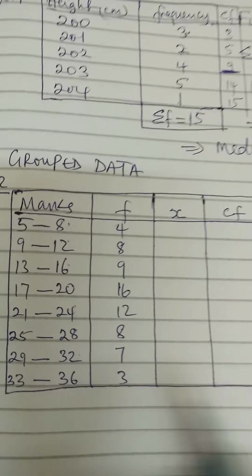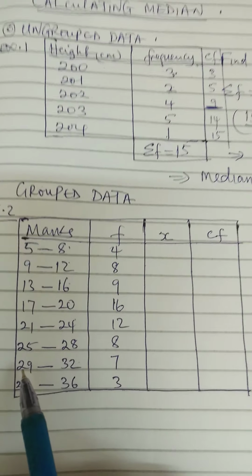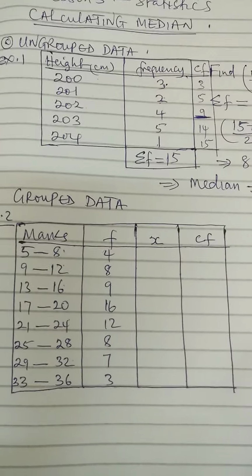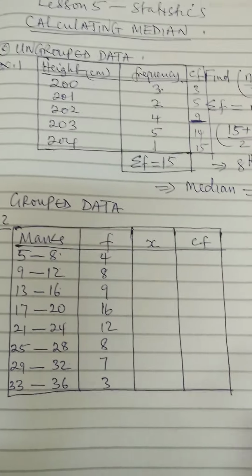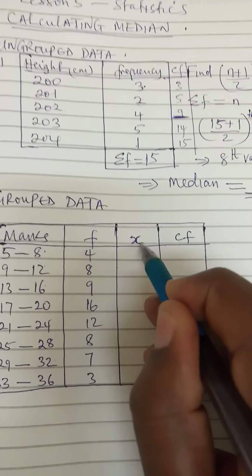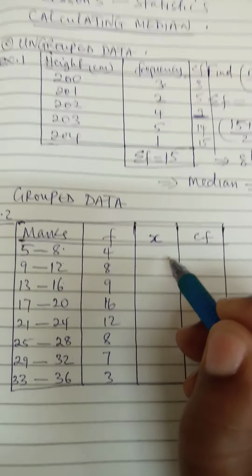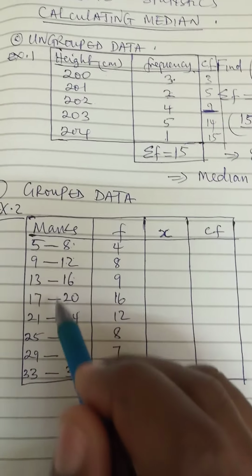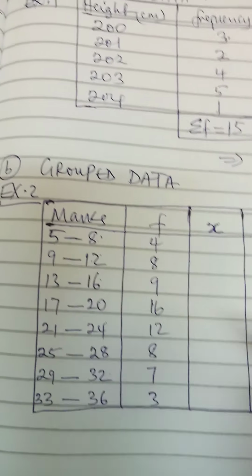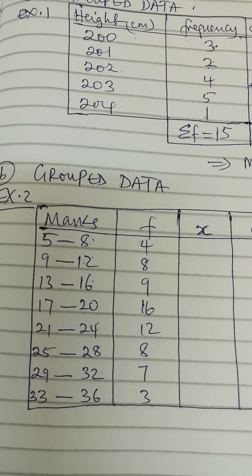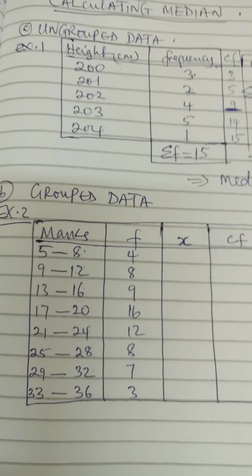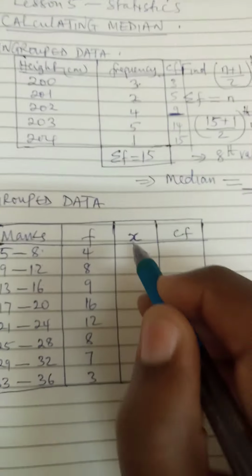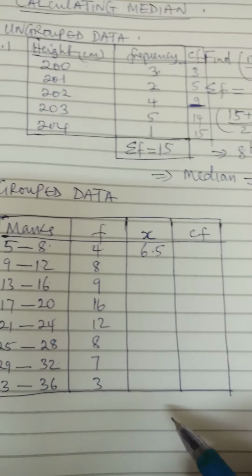We have grouped data here. What we need to do here is a little bit engaging, but there is nothing that we cannot do. We begin by finding x, and x, my dear students following, is a midpoint. So we will be adding. First, determine the class width. The class width for this question is 4. So 5 plus 8 divided by 2 will give us 13 divided by 2 and will give us the first value here, 6.5.